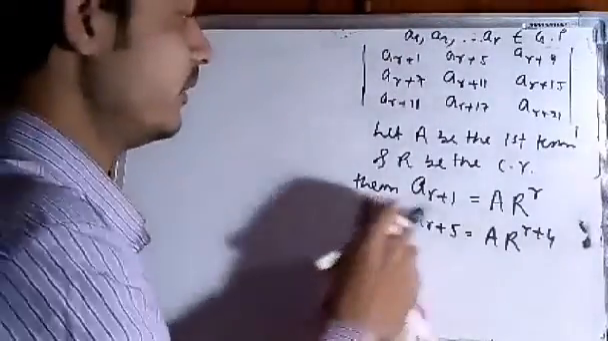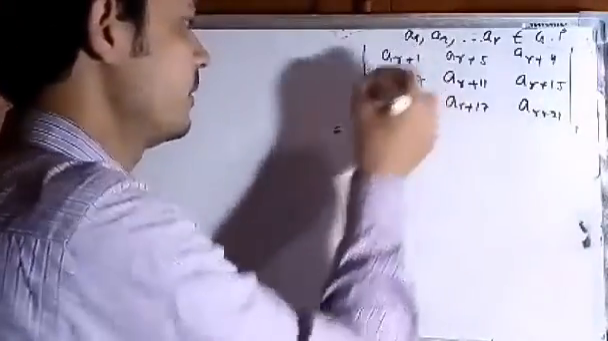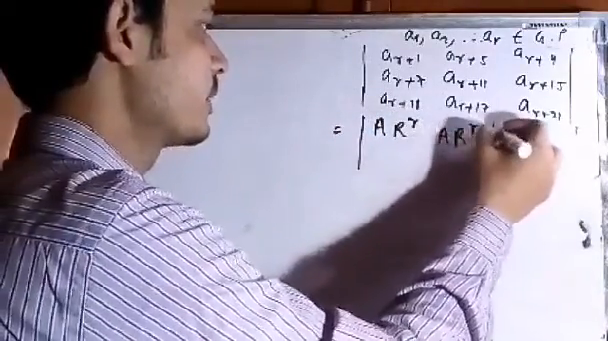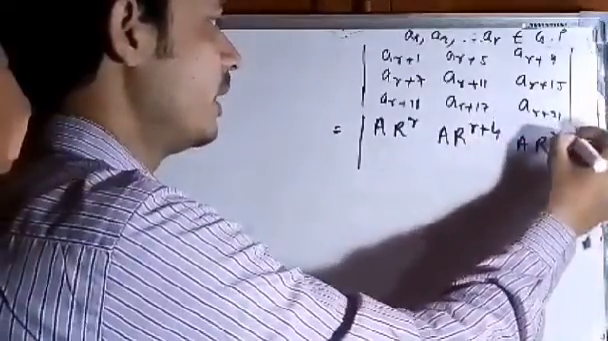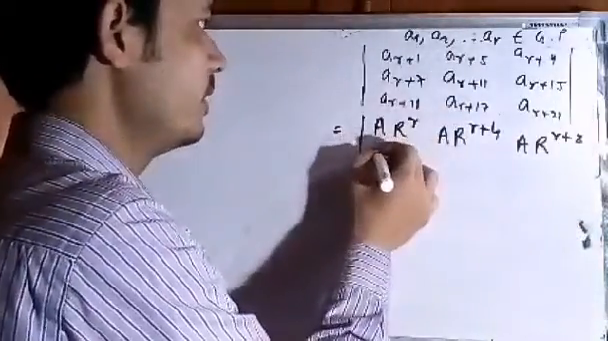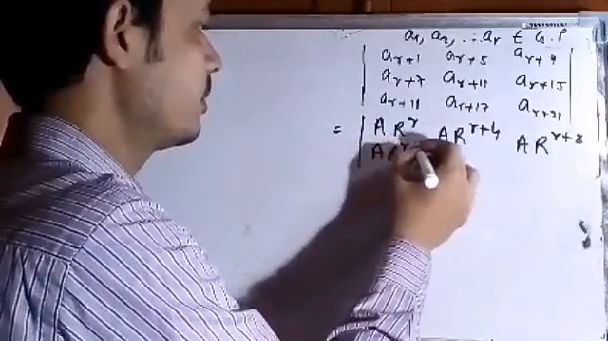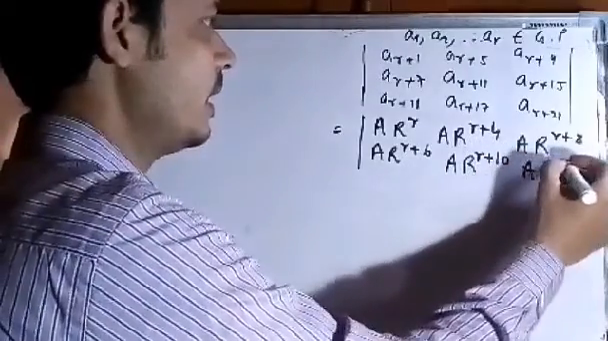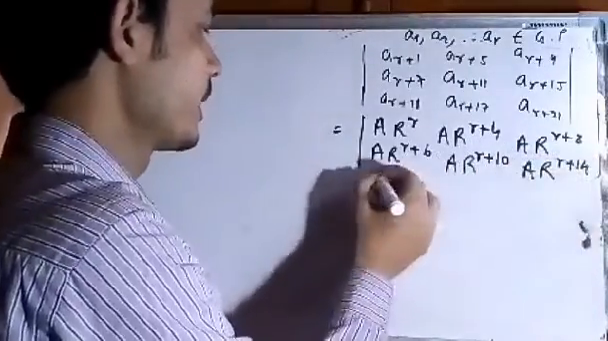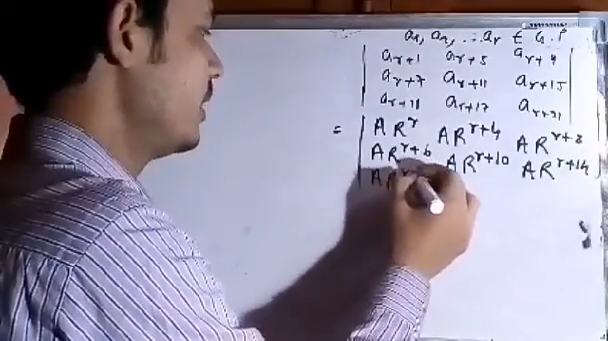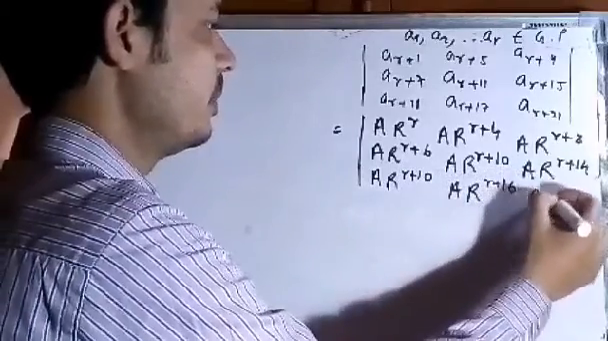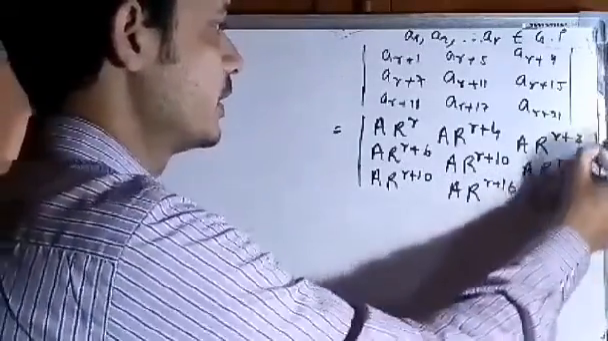So let us put the values in this determinant. First we have capital A R to the power r, capital A R to the power r plus 4, capital A R to the power r plus 8. Now the next row: capital A R to the power r plus 6, capital A R to the power r plus 10, capital A R to the power r plus 14. Then capital A R to the power r plus 10, capital A R to the power r plus 16, capital A R to the power r plus 20.